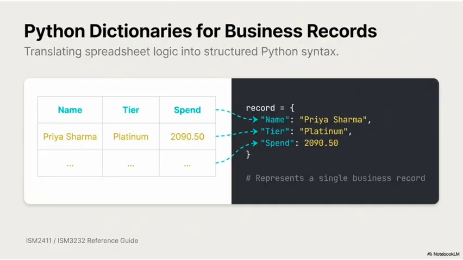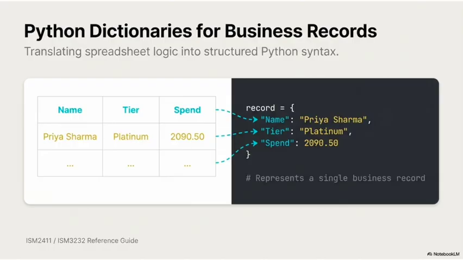We've been storing individual values in variables and processing flat lists of numbers, but real business data is structured. A customer record has a name, a tier, a spend total, and email. A product has a name, a price, a quantity, and a status. Storing these 5 fields in 5 separate variables works for one record, but falls apart immediately when you have hundreds. Dictionaries solve this by bundling all the fields of a single record into one named object.